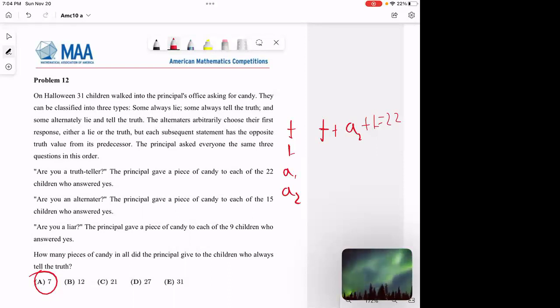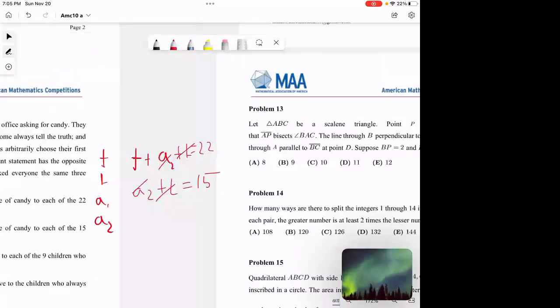Now for the second question, are you an alternator? The alternators who lied first are now going to tell the truth, because they switch every time. So they're going to tell the truth and say yes. So alternators who tell the truth, and liars as well, because liars are going to lie and say yes, they're liars, is equal to 15. And then we don't even have to write the third equation. We can just subtract this from the first, giving us truth tellers is equal to 22 minus 15, because these terms cancel out, which is just 7. So we don't even need the third one, which is pretty nice.